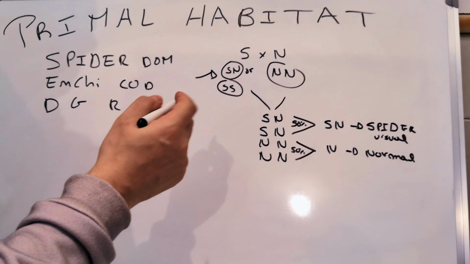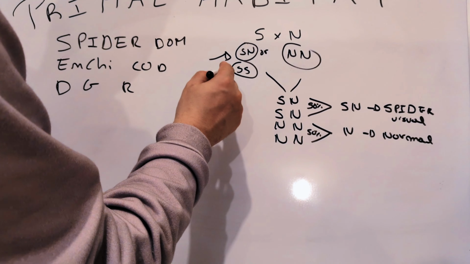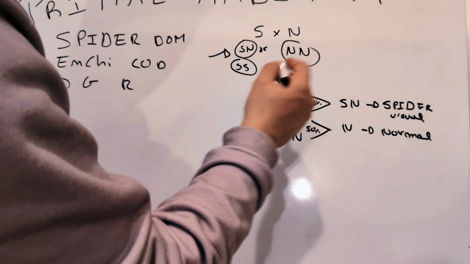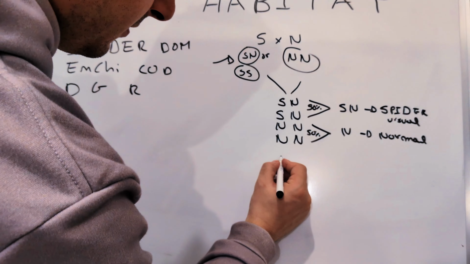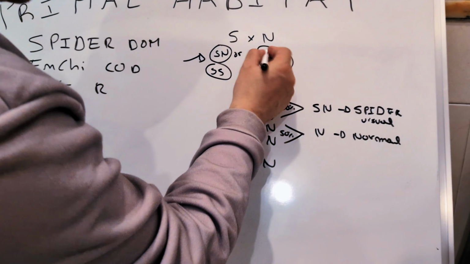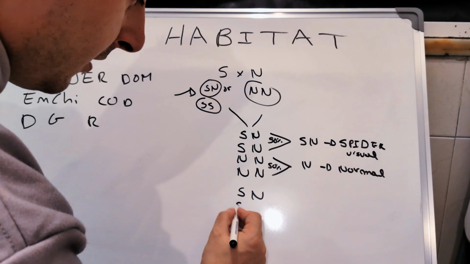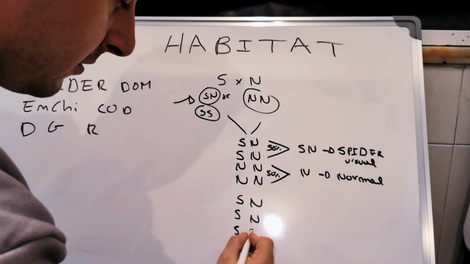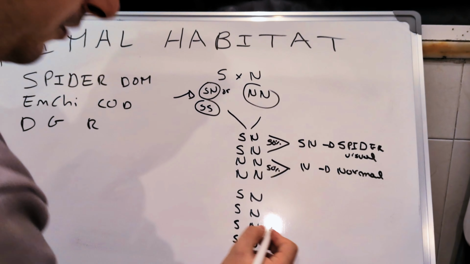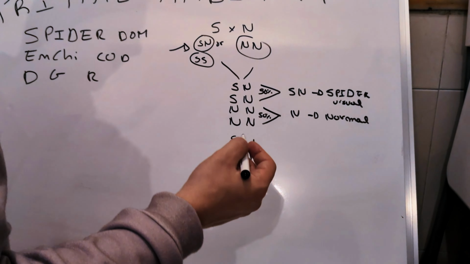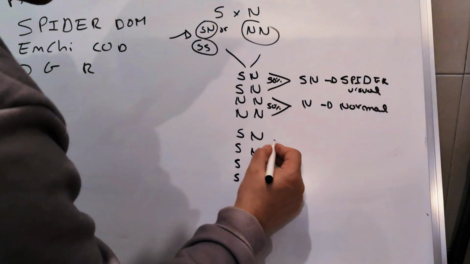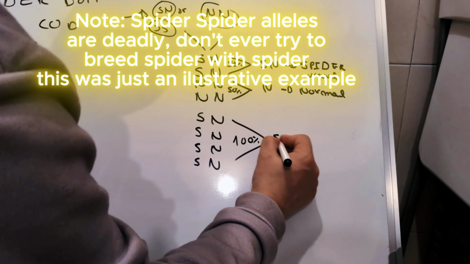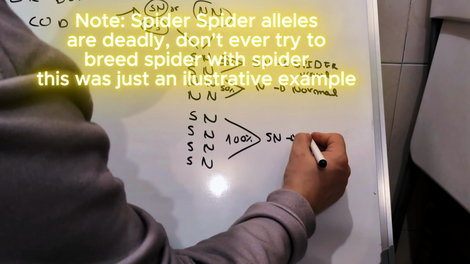If we had a homozygous spider SS, the probabilities would be SN, SN, SN, SN. So with a homozygous spider, you will know that you have a homozygous one because 100% of the offspring would be SN, which would be spider.